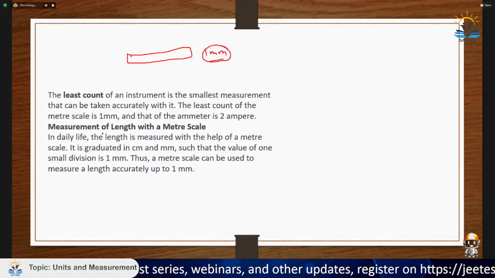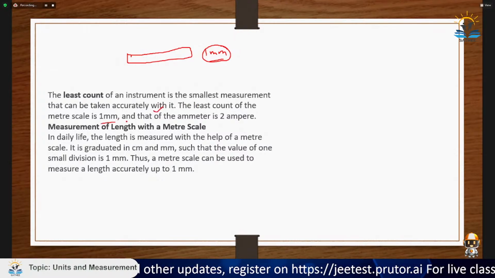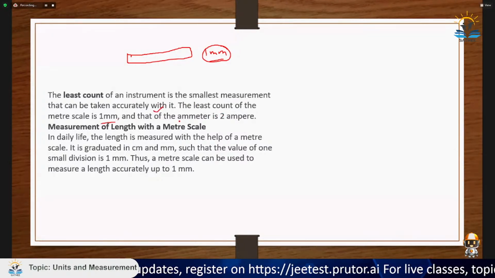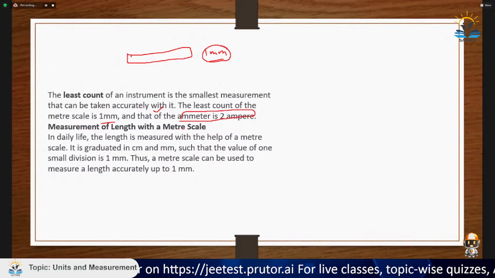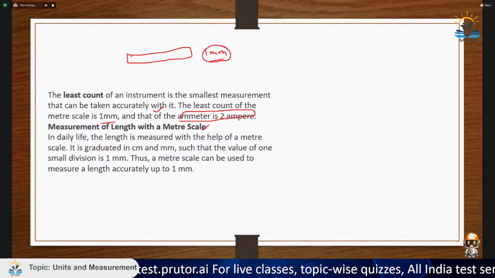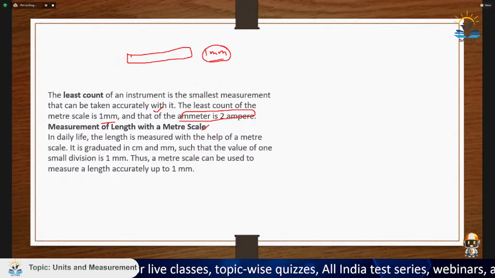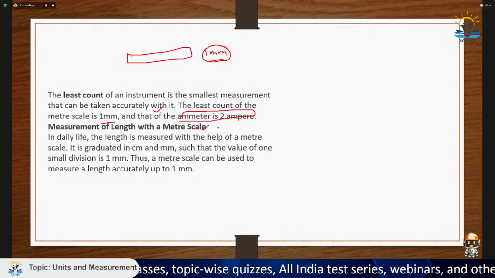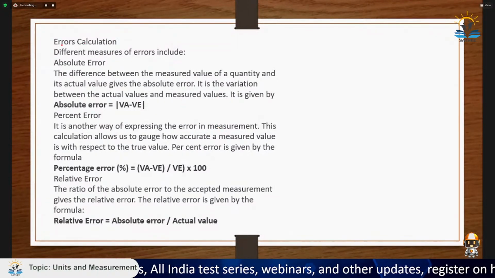That's what is written here. The least count of an instrument is the smallest measurement that can be taken accurately with it. The least count of the meter scale is 1 mm, as I told you, and that of the ammeter is 2 ampere. So the least count of an ammeter is 2 ampere. This you must remember. Then measurement of length with a meter scale. In daily life, length is measured with the help of a meter scale. It's graduated in centimeter and mm and all those kind of things. But basically, the definition of least count is the minimum measurement which you can do using a scale, using any device.